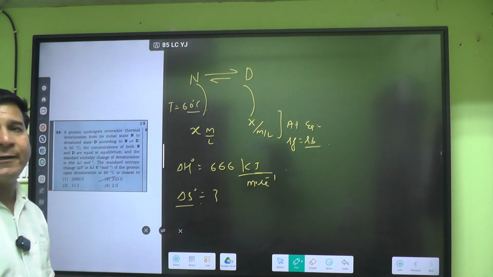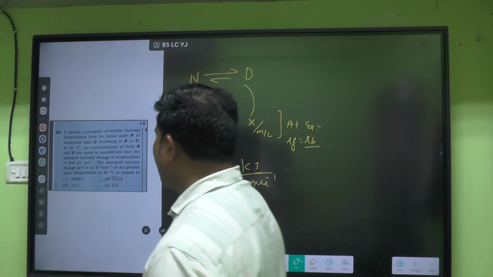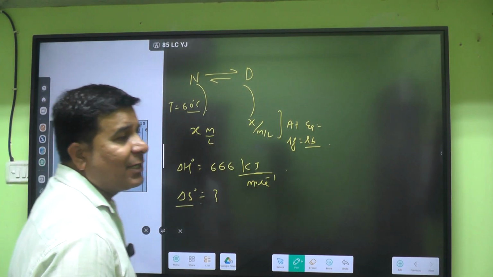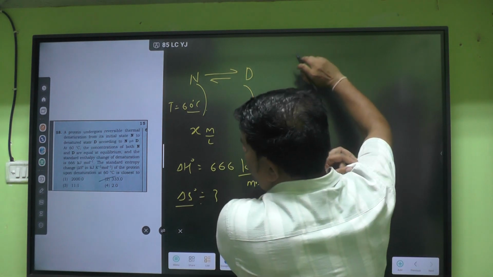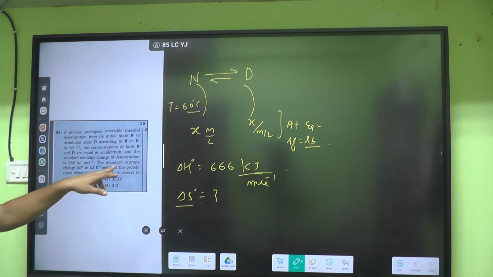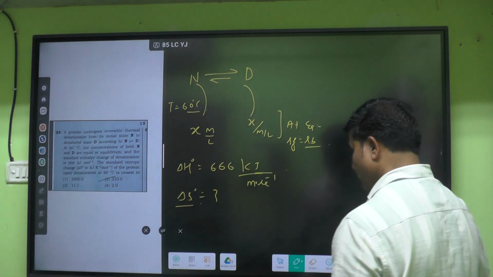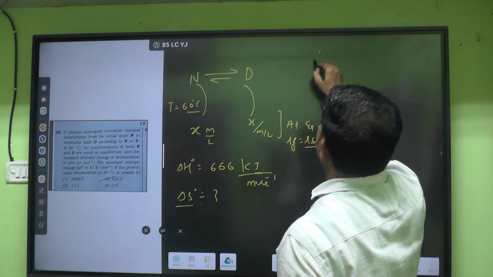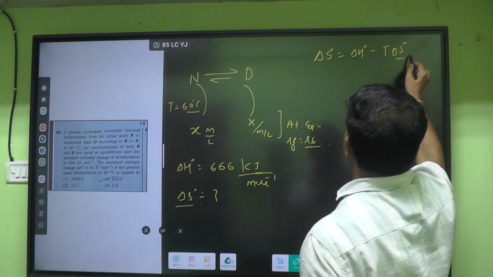Remember here, at equilibrium condition del G is 0. The temperature is given here. We have to find out del S naught, the entropy. Everyone knows the Gibbs energy change formula: del G naught is equal to del H naught minus T into del S naught.